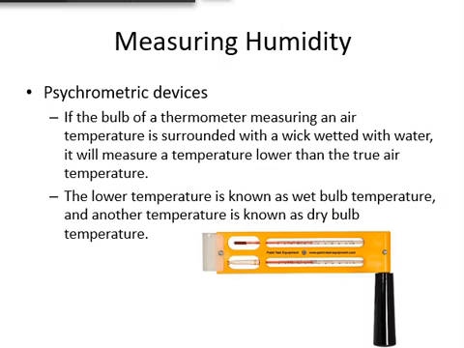Psychrometric device. If the bulb of the thermometer measuring the air temperature is surrounded with a wick wetted with water, it will measure a temperature lower than the true air temperature. The lower temperature is known as the wet bulb temperature, and the other temperature is known as the dry bulb temperature.